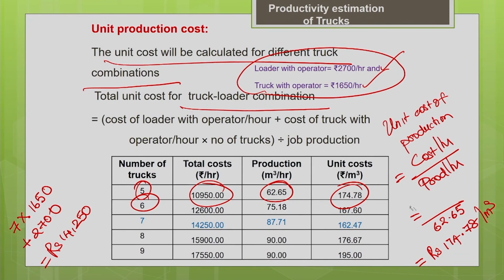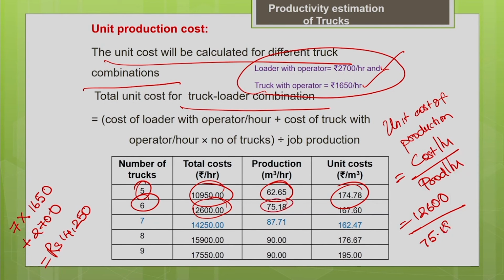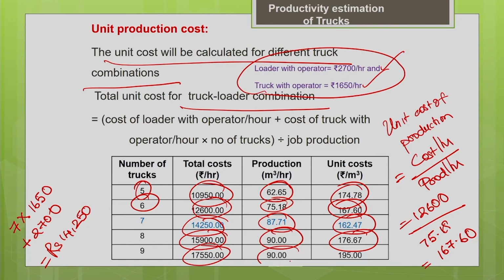Similarly, for 6 trucks you have to calculate. It is nothing but 12,600 divided by 75.18, which gives me the value 167.60. Similarly, you find the unit production cost by dividing total cost by productivity. You can find it for all the cases, 5 trucks, 6, 7, 8 and 9.